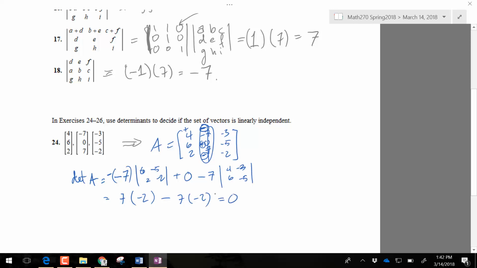This whole thing is equal to 0. So it turns out that the determinant is equal to 0. So it must follow that the matrix A is not invertible, among other things, and then the column vectors are dependent.